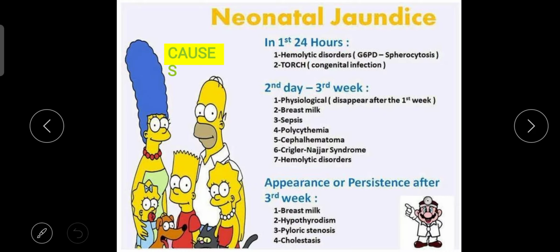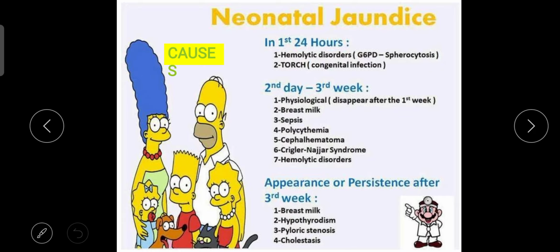Next we are going to see the etiology of jaundice, or the causes of jaundice. If in the first 24 hours, immediately after birth, the baby gets jaundice, it may be because of a hemolytic disorder, meaning a blood related disorder, or because of congenital infection, for example TORCH. If the baby gets it between the second day and third week, it may be because of physiological causes, breast milk, sepsis, polycythemia, cephalohematoma, Crigler-Najjar syndrome or hemolytic disorder. Crigler-Najjar syndrome is an inherited disorder in which metabolism of bilirubin is affected.